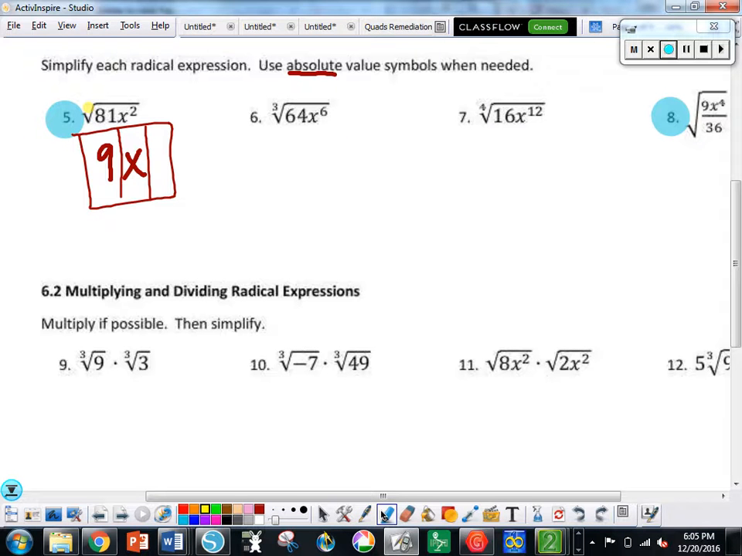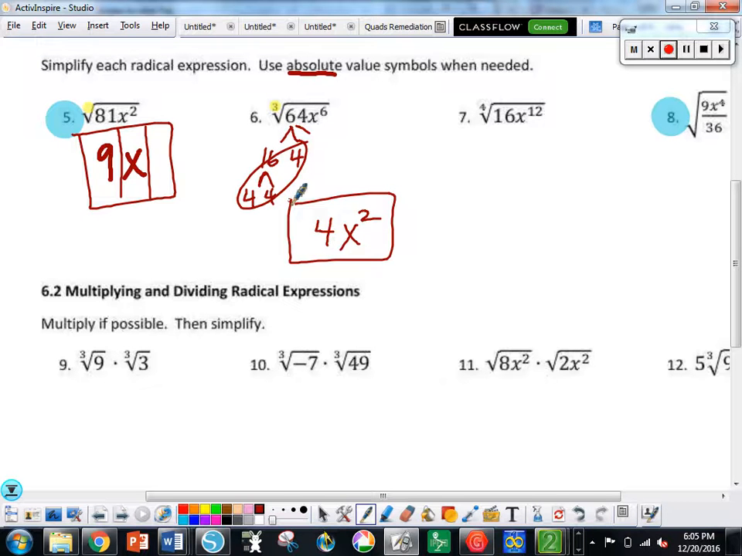Now looking at the next one, I wouldn't have to worry about absolute value signs at all because that will always be positive. Taking the cube root of that one, 64 is 16 times 4 and then 4 and 4. So I've got a group of 4s, so my answer would be 4x. And then I've got 2 groups of 3, 4x squared. No absolute value.